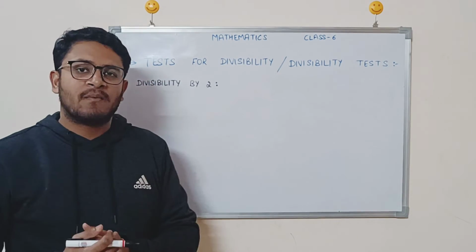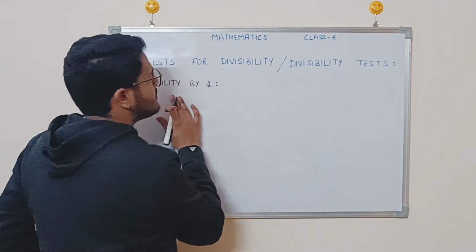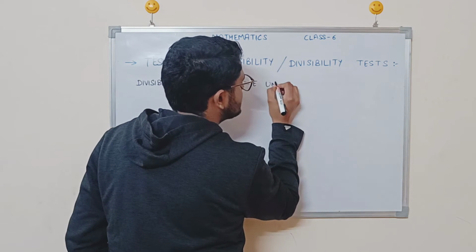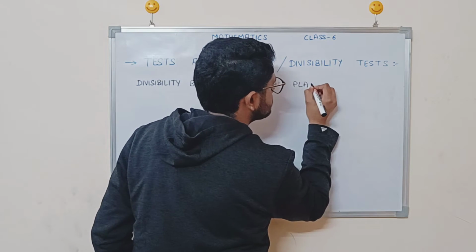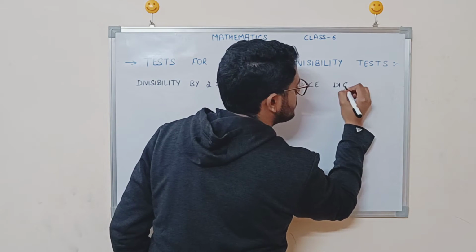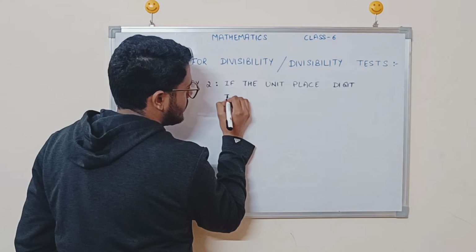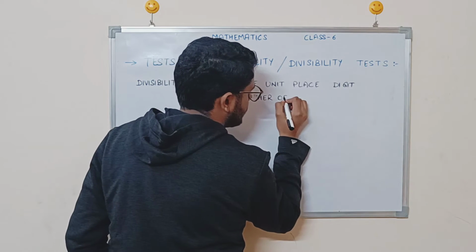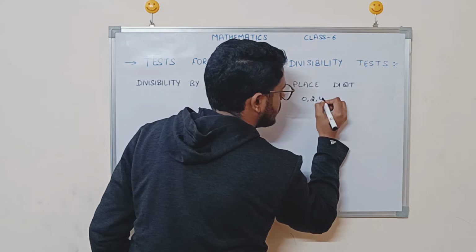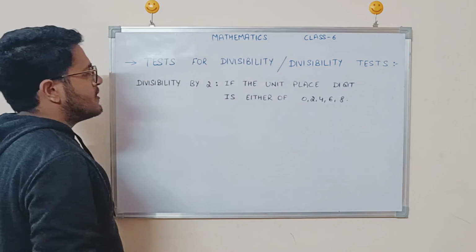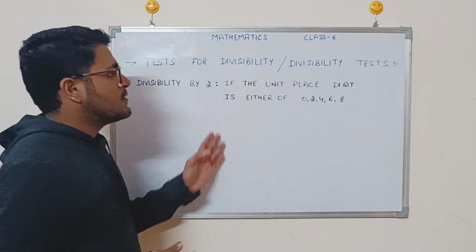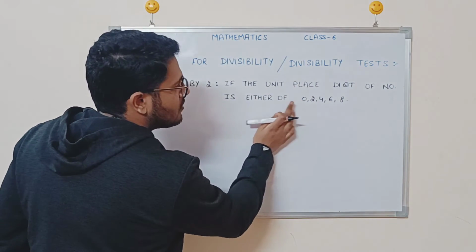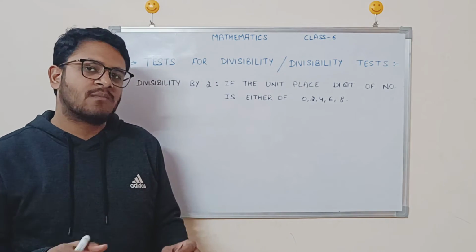Now let's try to understand the divisibility by 2. This is also very simple. Divisibility by 2 says that if the unit place digit of the number is either of 0, 2, 4, 6 or 8, then the number is divisible by 2, right?